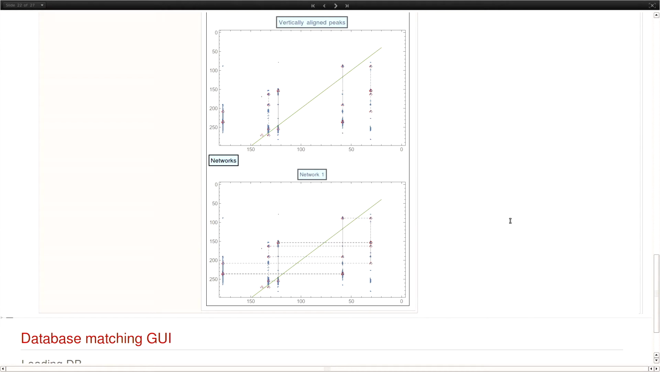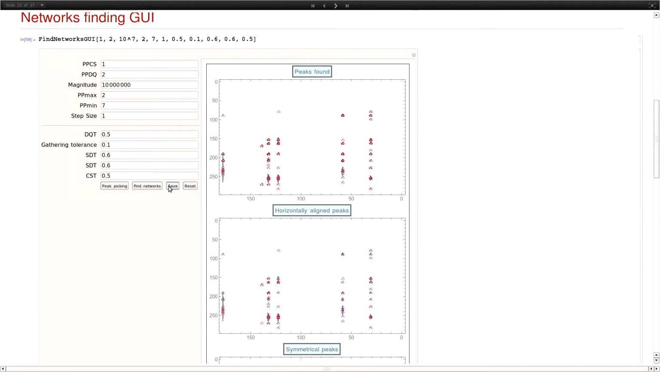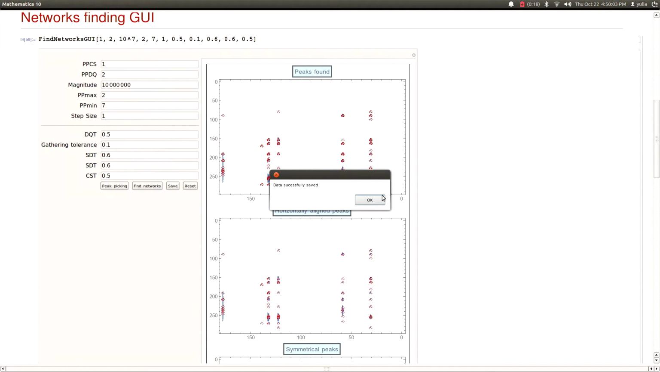So in this case, this is just one molecule. This is just a very simple example. I have a more complex one. So I'm just getting a network. It's not a perfect network, but it may give Mathematica an idea of what to look for.